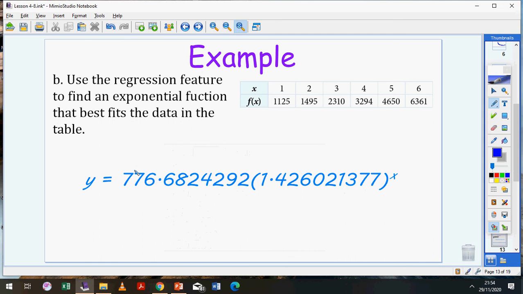It will give you the value of a, it will give you the value of b, it will give you the value of r and r squared, but you're only interested in the value of a and the value of b, right? Because the equation is supposed to be a times b to the power x, which is an exponential equation. So you have your a and b and you have your exponential function.